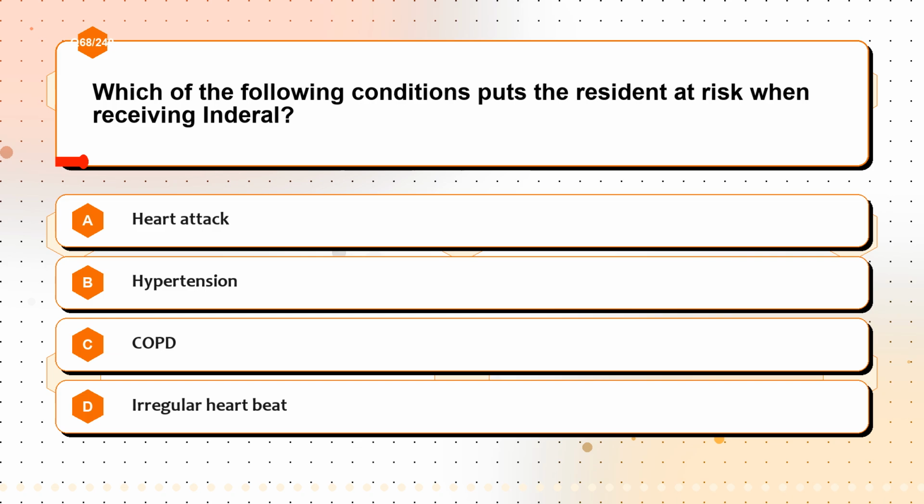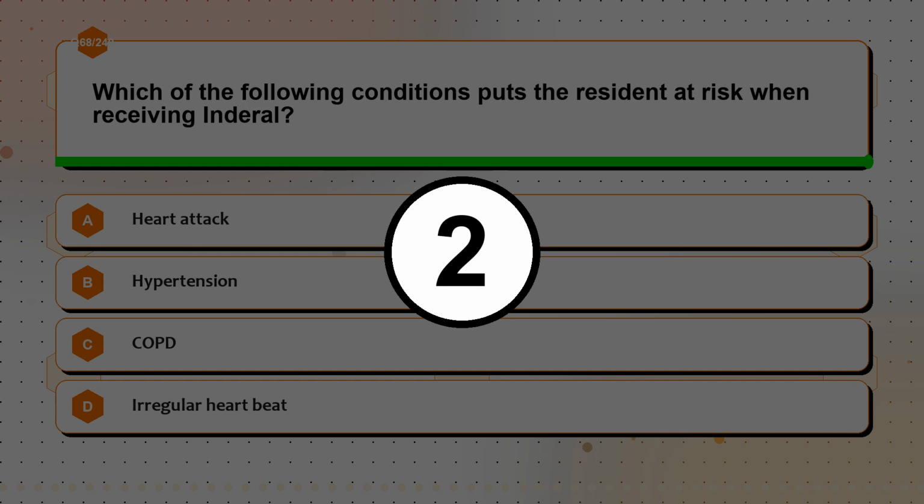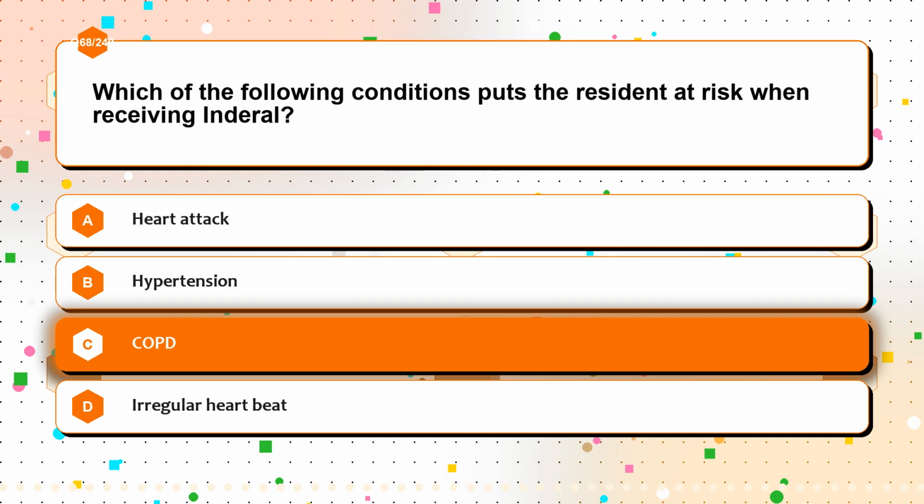Question 68. Which of the following conditions puts the resident at risk when receiving intravenous? Here are the options. Option A, heart attack. Option B, hypertension. Option C, COPD. Option D, irregular heartbeat. The correct answer is option C, COPD.